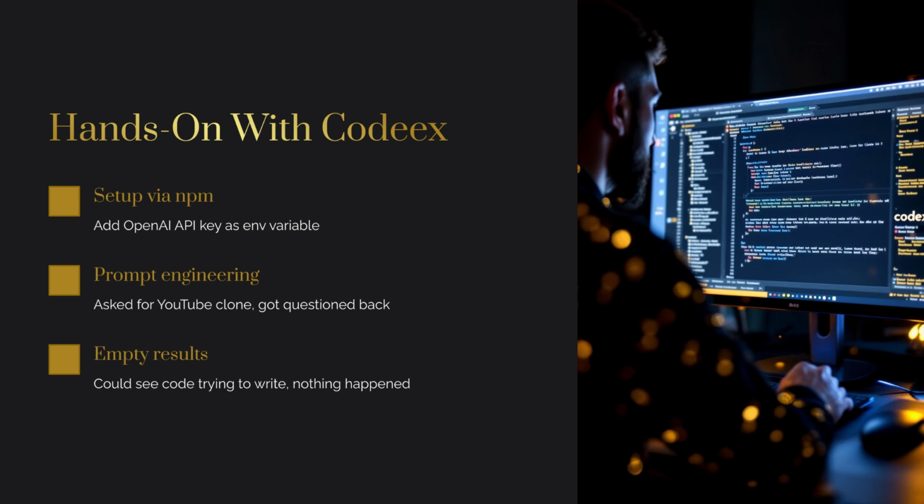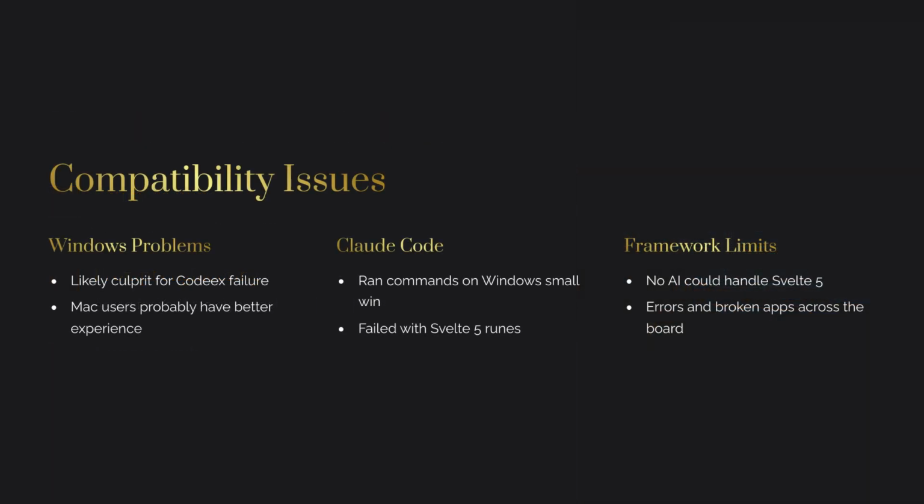I asked it to build something simple, a YouTube clone. But apparently, that wasn't specific enough. Codex asked for clarification like a client with commitment issues. After a bit of thinking, it asked me to confirm a bunch of actions, and finally, gave me a bunch of empty folders. You could see the code it was trying to write, but nothing actually happened. The culprit? Probably me, using Windows like a true gigachad. Mac users might have better luck.